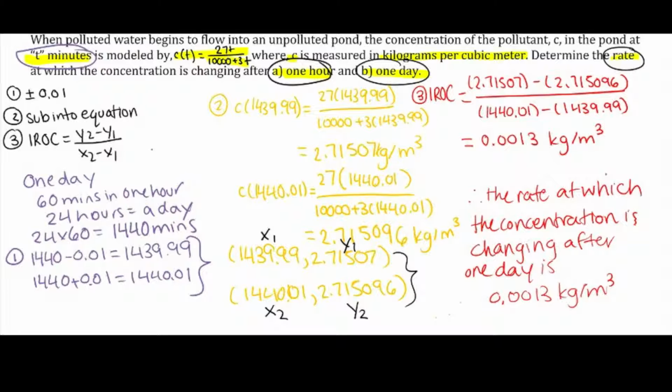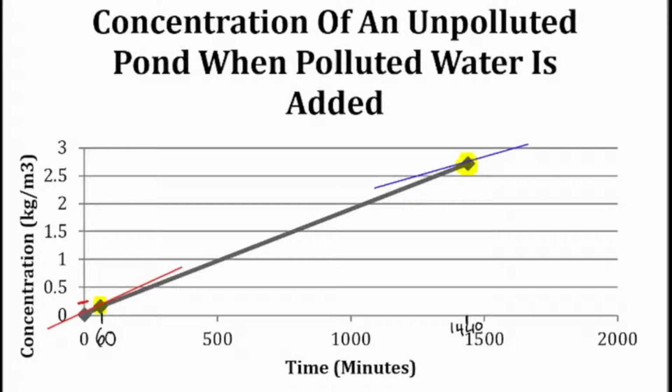Now let's look at our graph to see if this is accurate. As we noticed before, the rate at which the concentration is changing after 1 hour is much steeper than the rate at which the concentration is changing after 1 day. So it does make sense that our instantaneous rate of change after 1 day was smaller than the instantaneous rate of change after 1 hour.